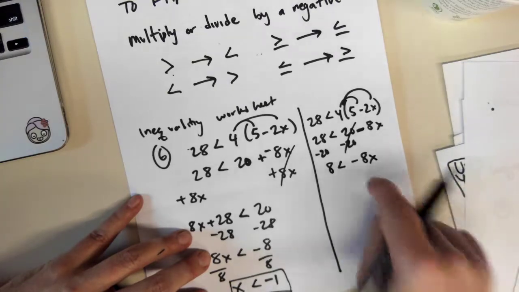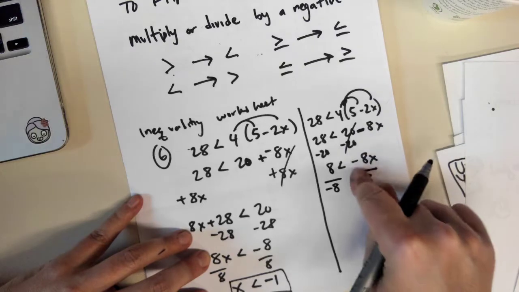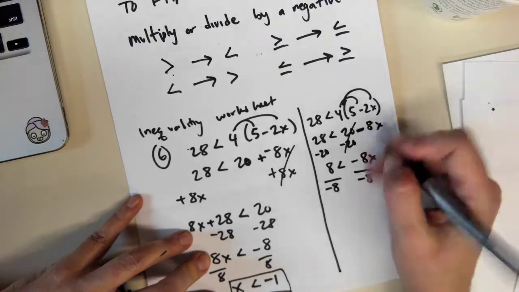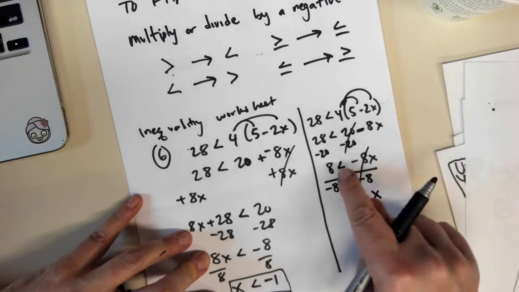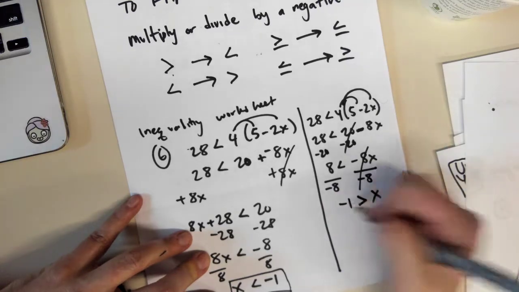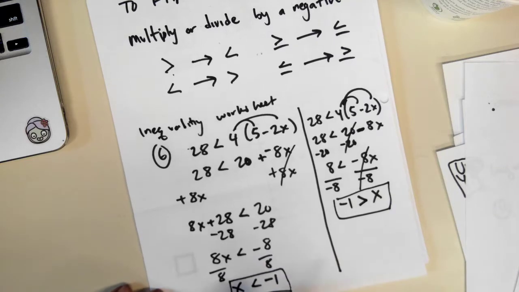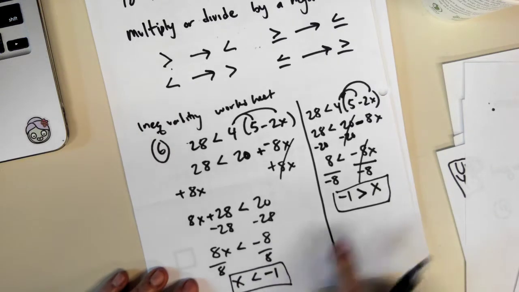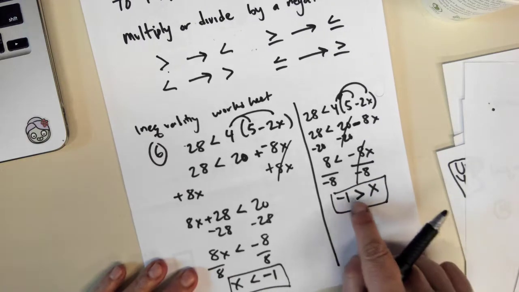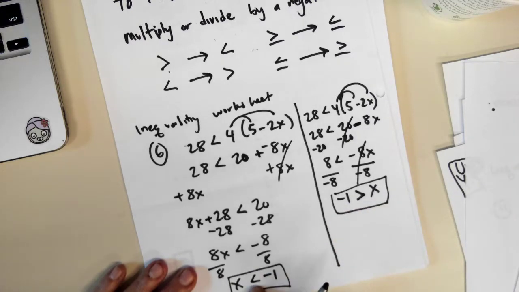If I wanted to get x by itself, I'd have to divide both sides by negative 8. X is being multiplied by negative 8. The opposite is dividing by negative 8. If I end up dividing by a negative number, that's when you flip the symbol. Boom. And 8 divided by negative 8 is negative 1. Now look at what our answer is. Before it said x is less than negative 1. It still says x is less than negative 1. It just says it backwards. Negative 1 is greater than x is the same as saying x is less than negative 1.